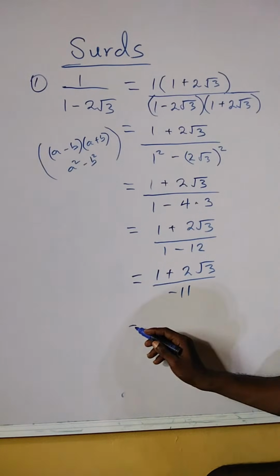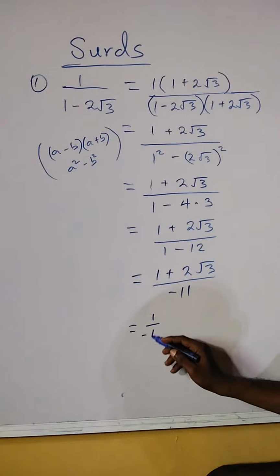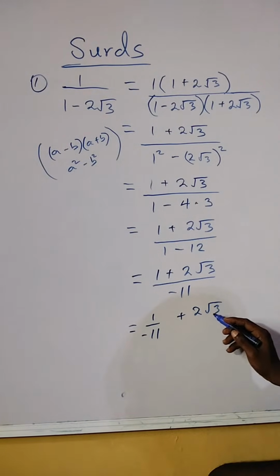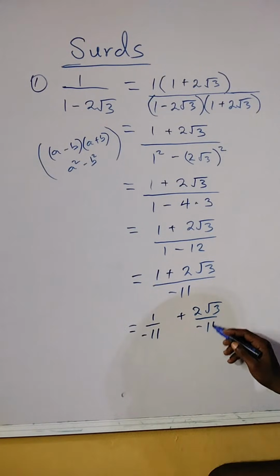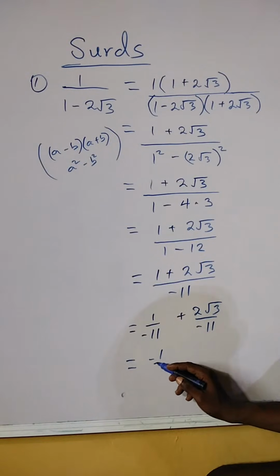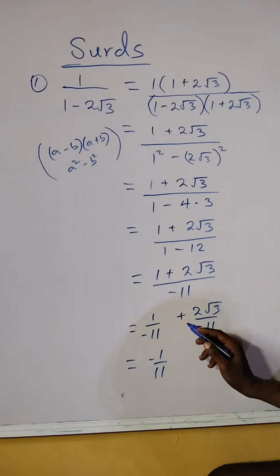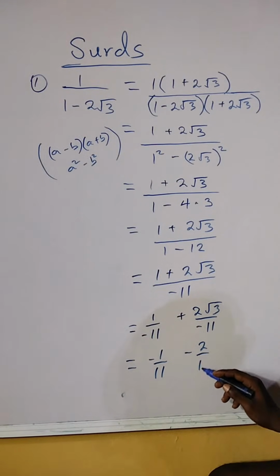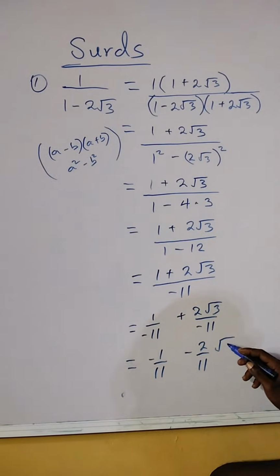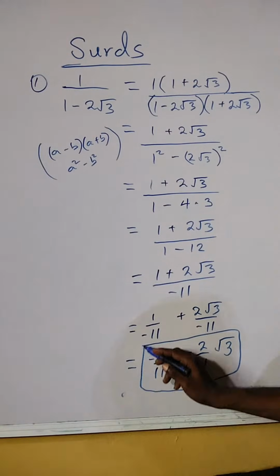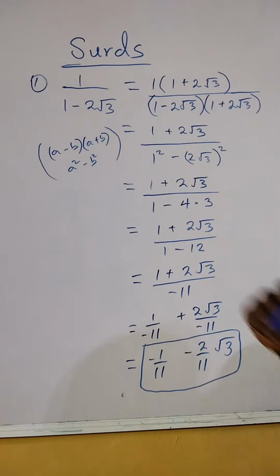And separate this and we have 1 over minus 11 plus 2 root 3 over minus 11. That is, we can write it as minus 1 over 11, then plus, minus over minus, also minus 2 over 11 times root 3. So here we have this as the simplified form of this given problem.